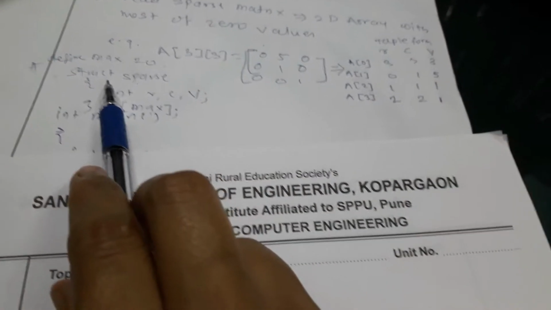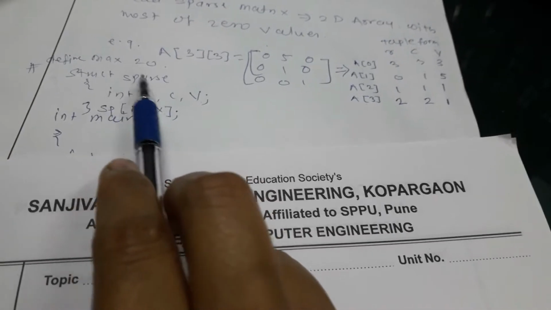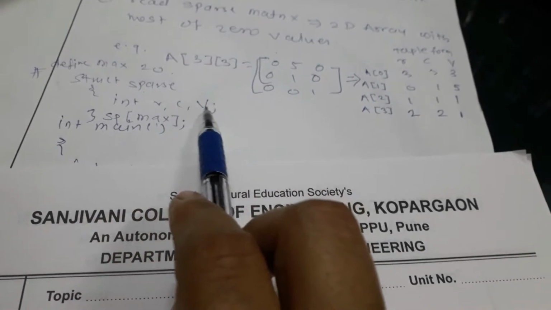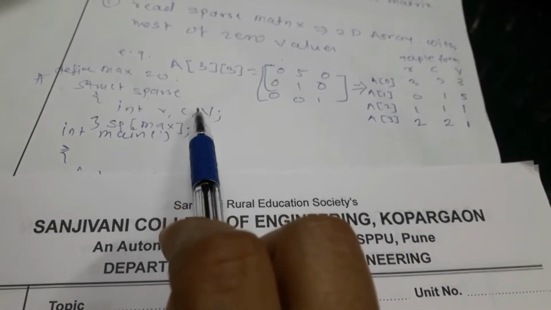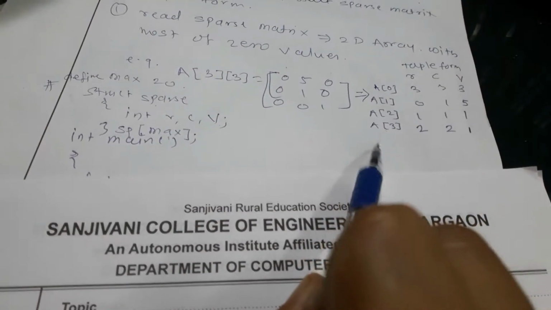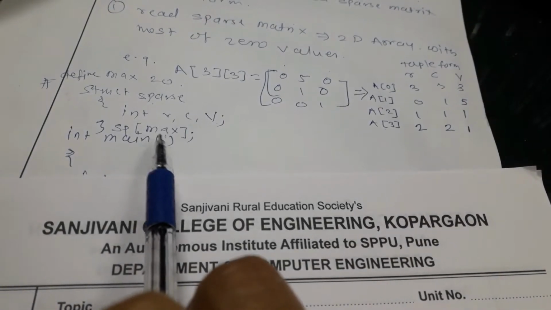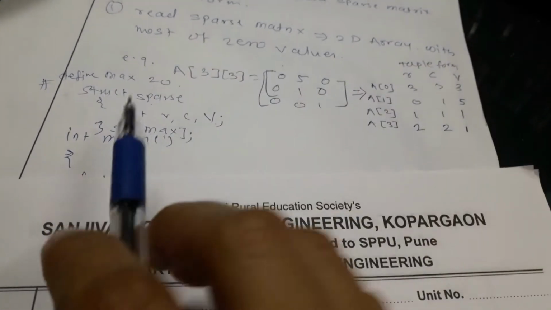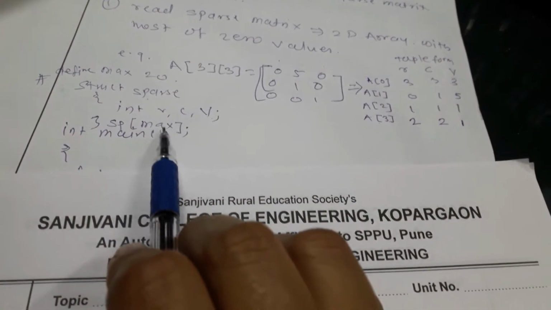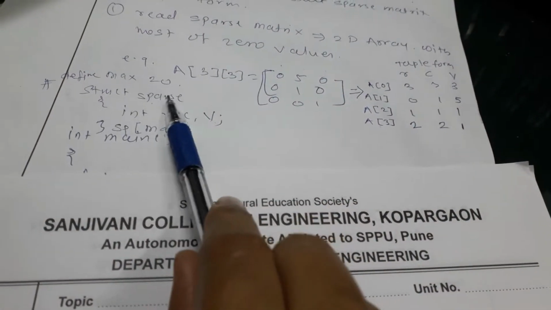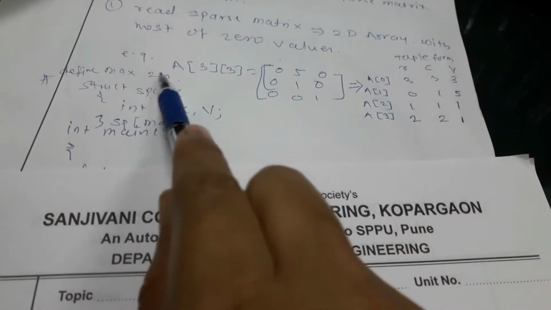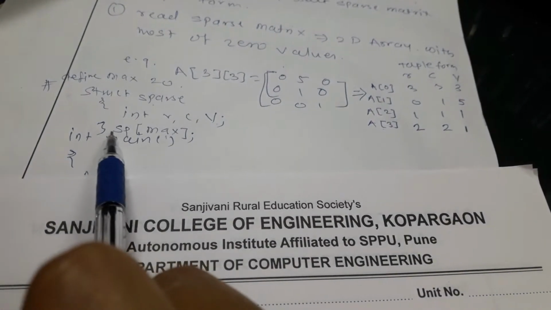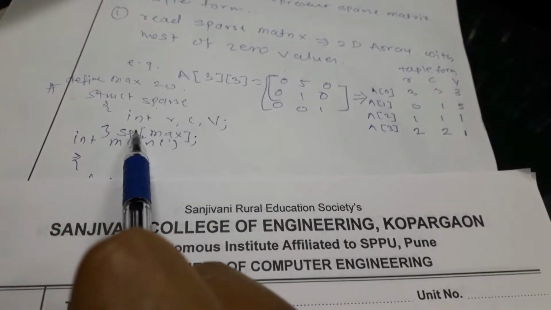Okay, so we will take a structure of this tuple form by using struct. For the struct we are taking values as row, column and non-zero value. And for how many rows we want, for that we are taking one max value. For that max we have defined the size as 20. Up to 20 rows we can insert into this tuple form.